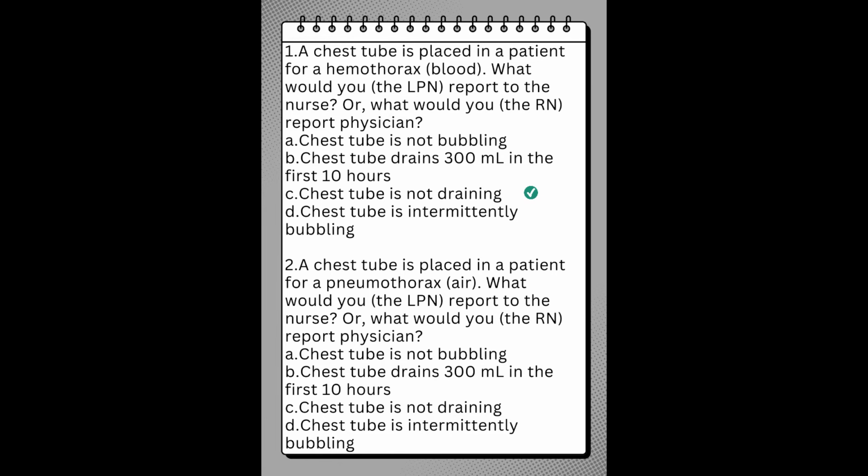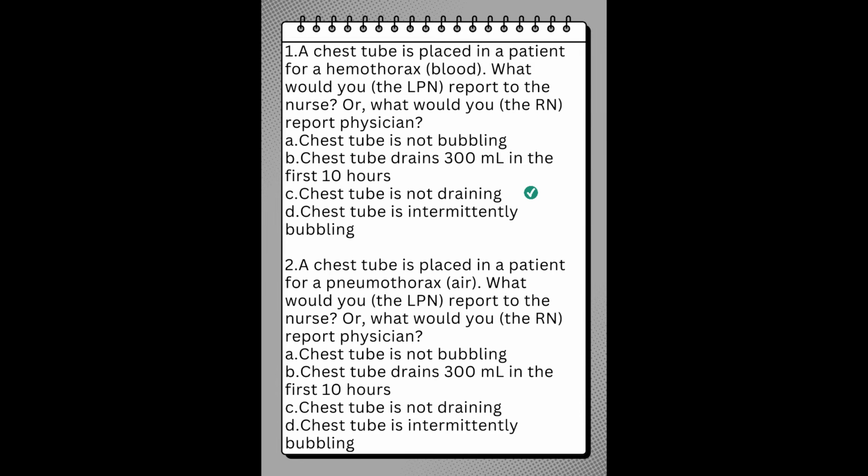Now, pneumothorax is air. Air bubbles. You don't drain air, but instead air is seen bubbling if it's coming out. So what's the question saying? What would you report? If air is bubbling, then anything that has to do with draining should be out, because you don't drain air.